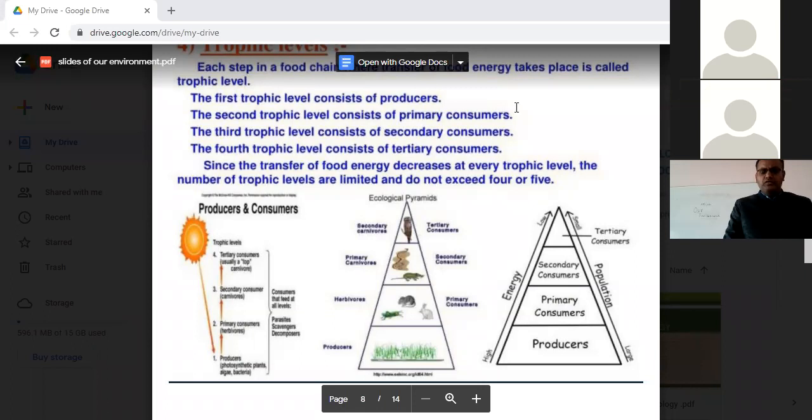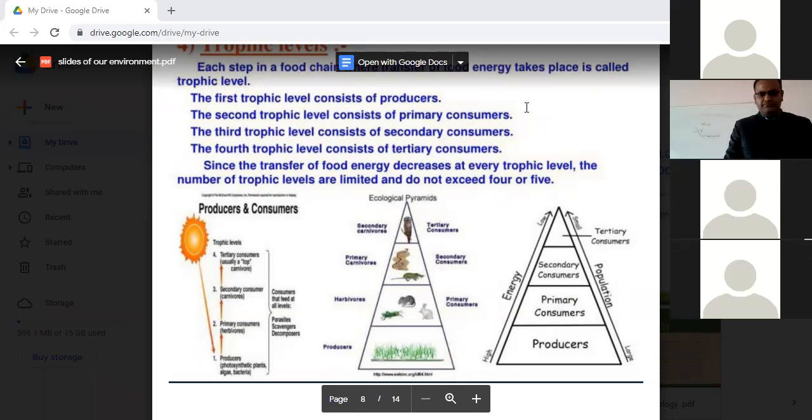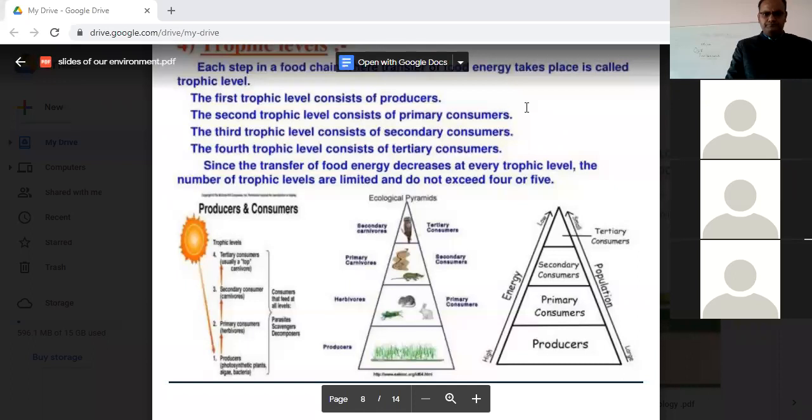Kunal, energy flow in an ecosystem is unidirectional or bidirectional? So the energy flow in an ecosystem is unidirectional. Why? Because the energy lost in the form of heat from the living organisms cannot be gotten back in the food chain. Okay, very good. Definitely the energy which is lost at one trophic level will not be reverted back to the previous trophic level.